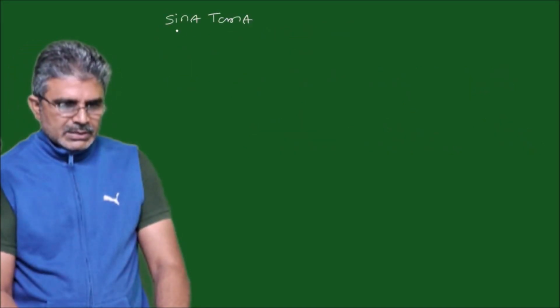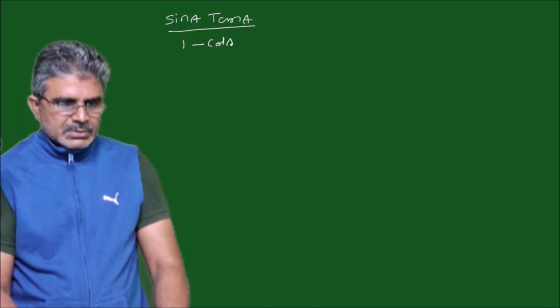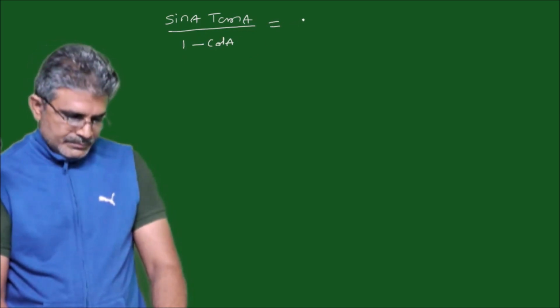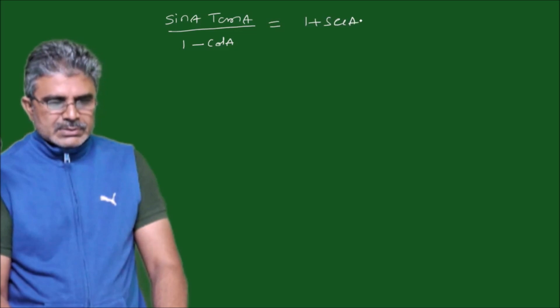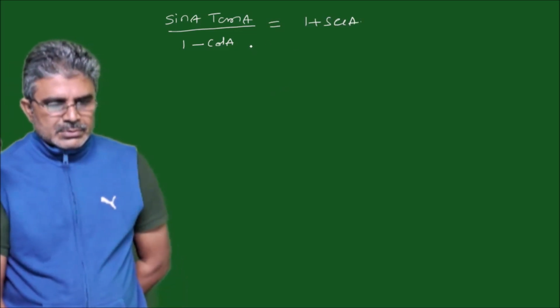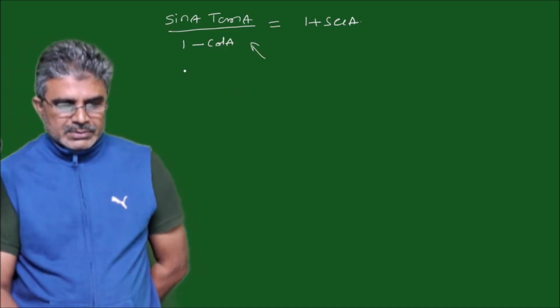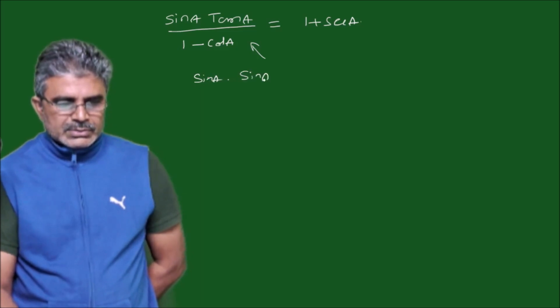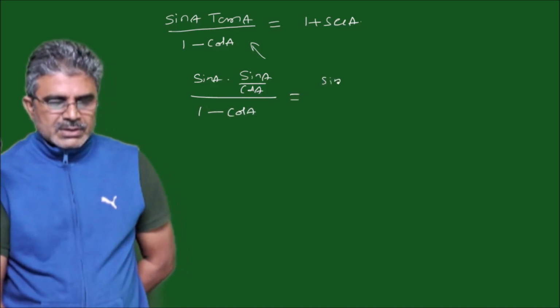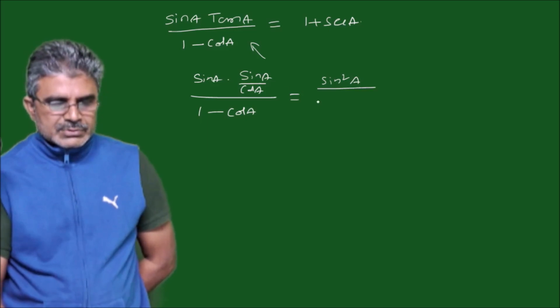Our next question is sin A into tan A divided by 1 minus cos A, which should be equated to 1 plus secant A. So obviously here the left hand side is the complicated one. So now convert this one. Take sin A and tan A, convert into sin A by cos A divided by 1 minus cos A. On top you have sin square A and this cos A comes to the denominator, cos A into 1 minus cos A.